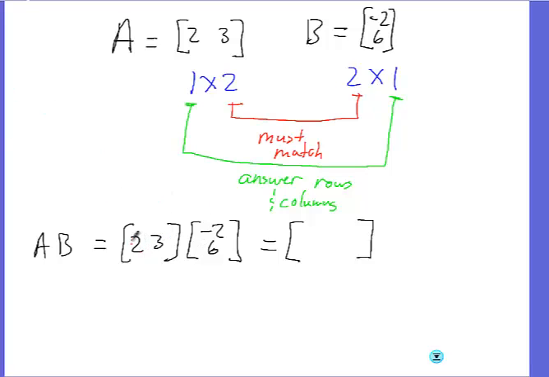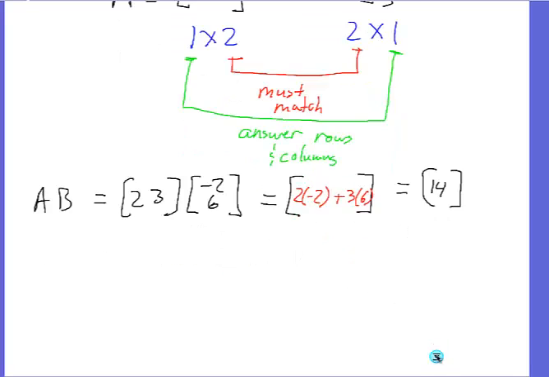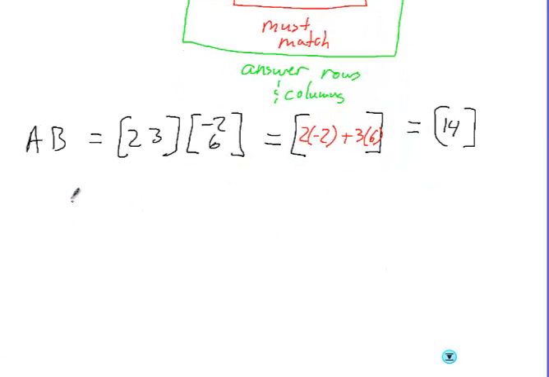Now what we're going to do is you take the first number in the row, multiply it by the first number in the column. So 2 times negative 2. Then you add the second number in the row times the second number in the column. Plus 3 times 6. Which gives us 2 times negative 2 is negative 4. 3 times 6 is 18. Which gives us a grand total of 14. Now, if you look here, we have 1 row, 1 column. And in a nutshell, that is matrix multiplication. You multiply the rows of the first by the columns of the second. But let's get into a little more difficult one.